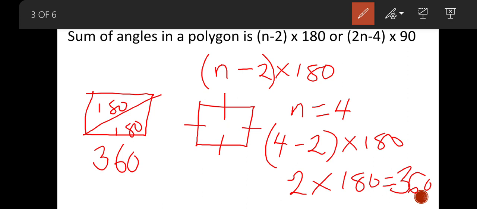We can also use the formula 2n minus 4 times 90 degrees to prove that the sum of angles in a quadrilateral is 360 degrees. I'll leave that to you to prove. So now let's proceed.